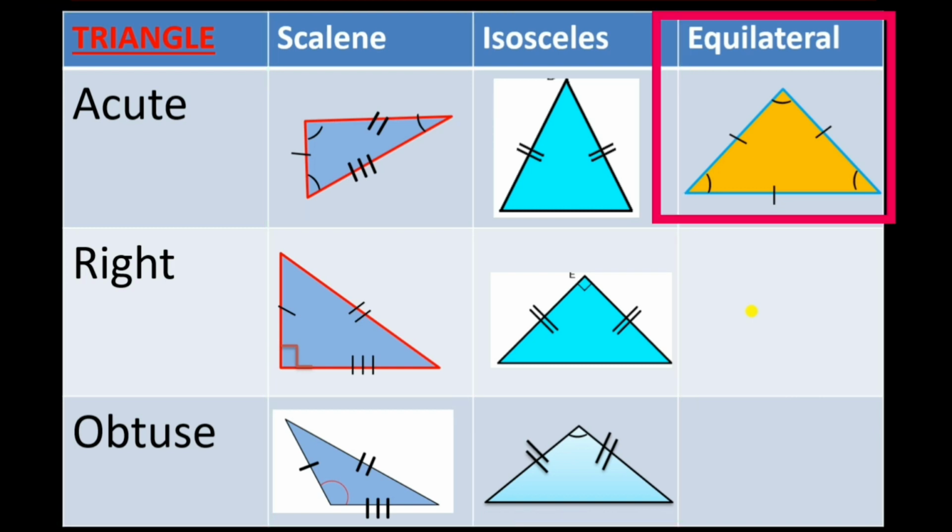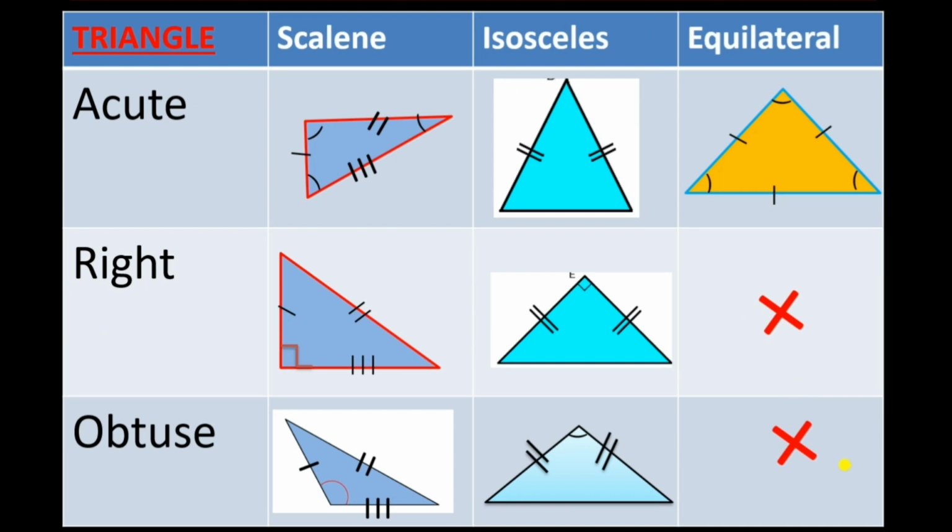An equilateral triangle is always an acute angle triangle because all three sides are exactly the same. So, all three angles must also be exactly the same. And since we cannot have more than one right angle or more than one obtuse angle in a triangle, all the angles in an equilateral triangle must be acute angles. I am sure you must have understood the basic classification of triangles.